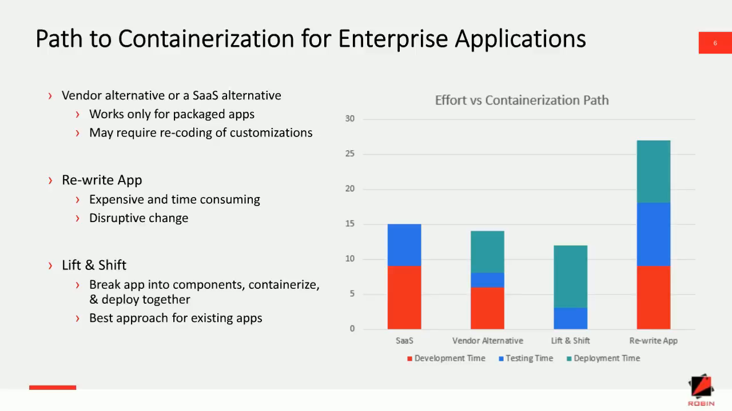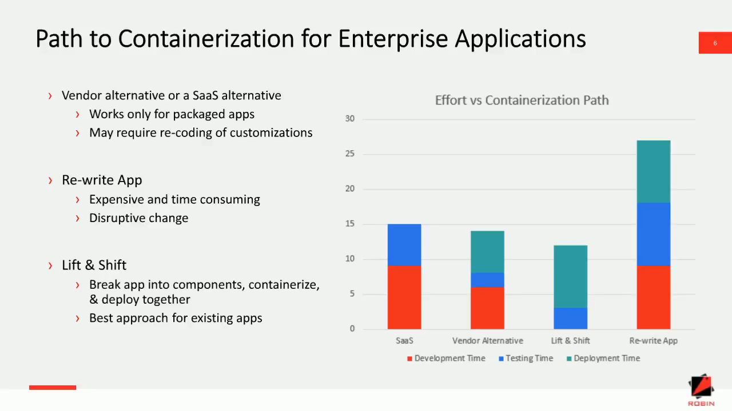Now, if I go to the extreme right, this is the other extreme, which is just rewrite the app, right? Let's ditch the current applications and start from scratch. But as the chart shows, it can be quite expensive and time-consuming. You have to recode everything, retest everything, and deploy that. And so you have the responsibility for everything.